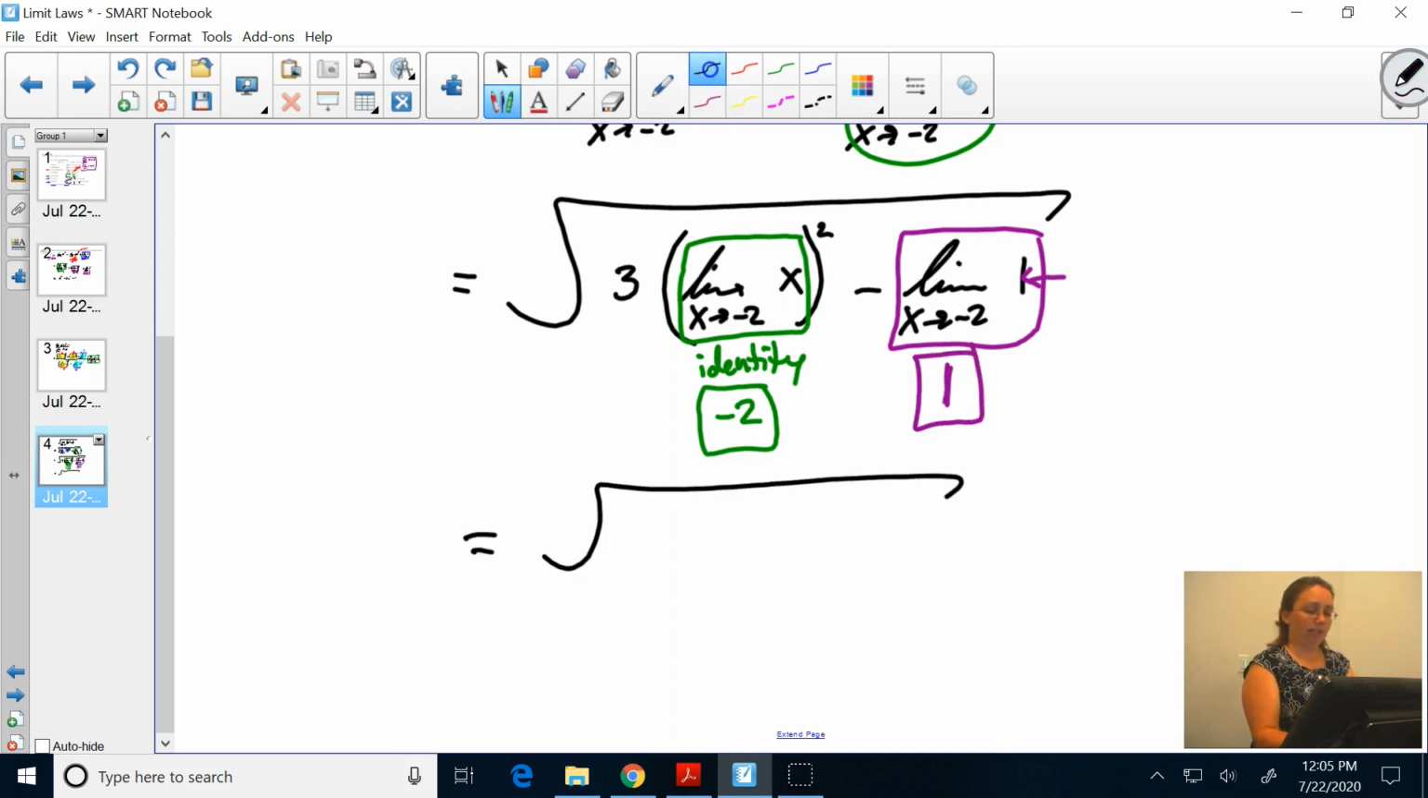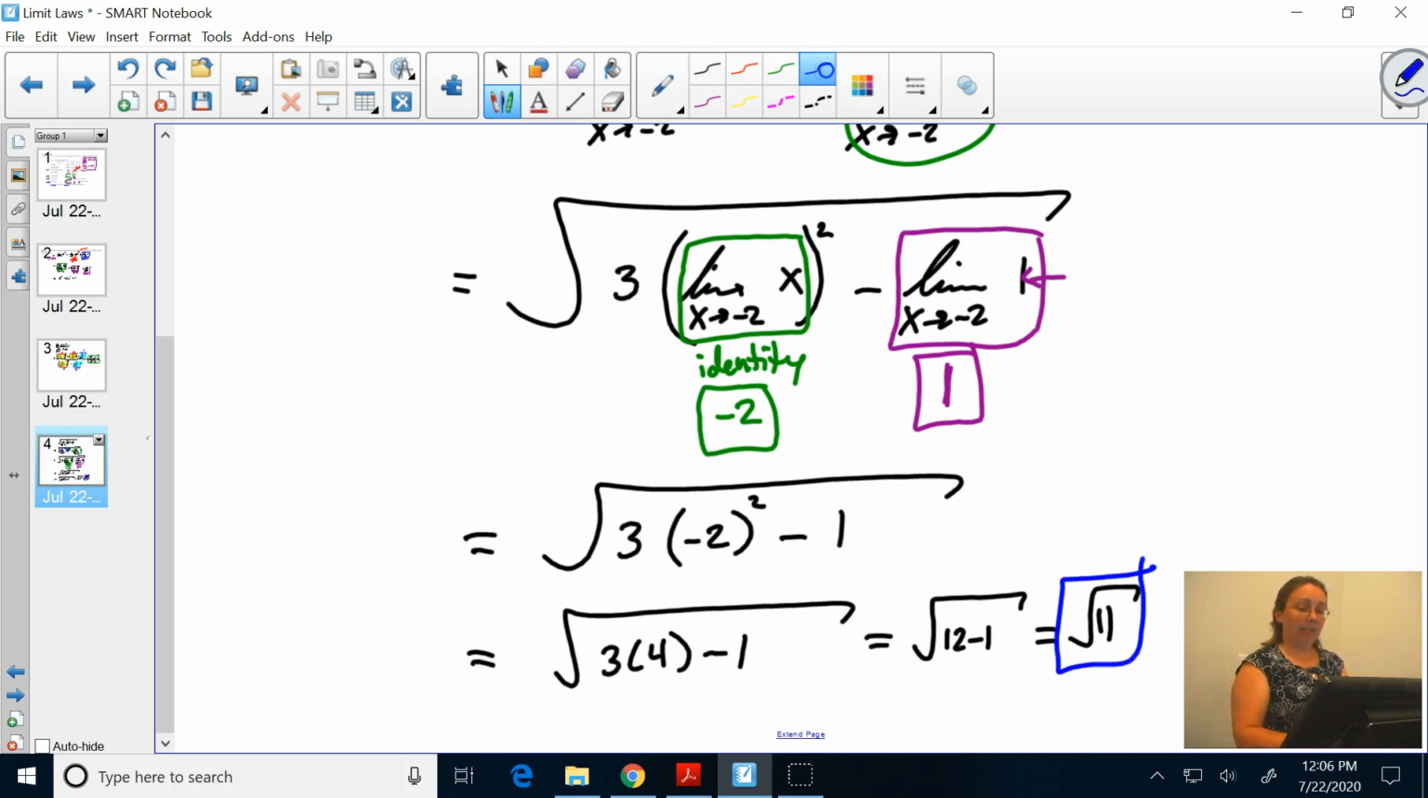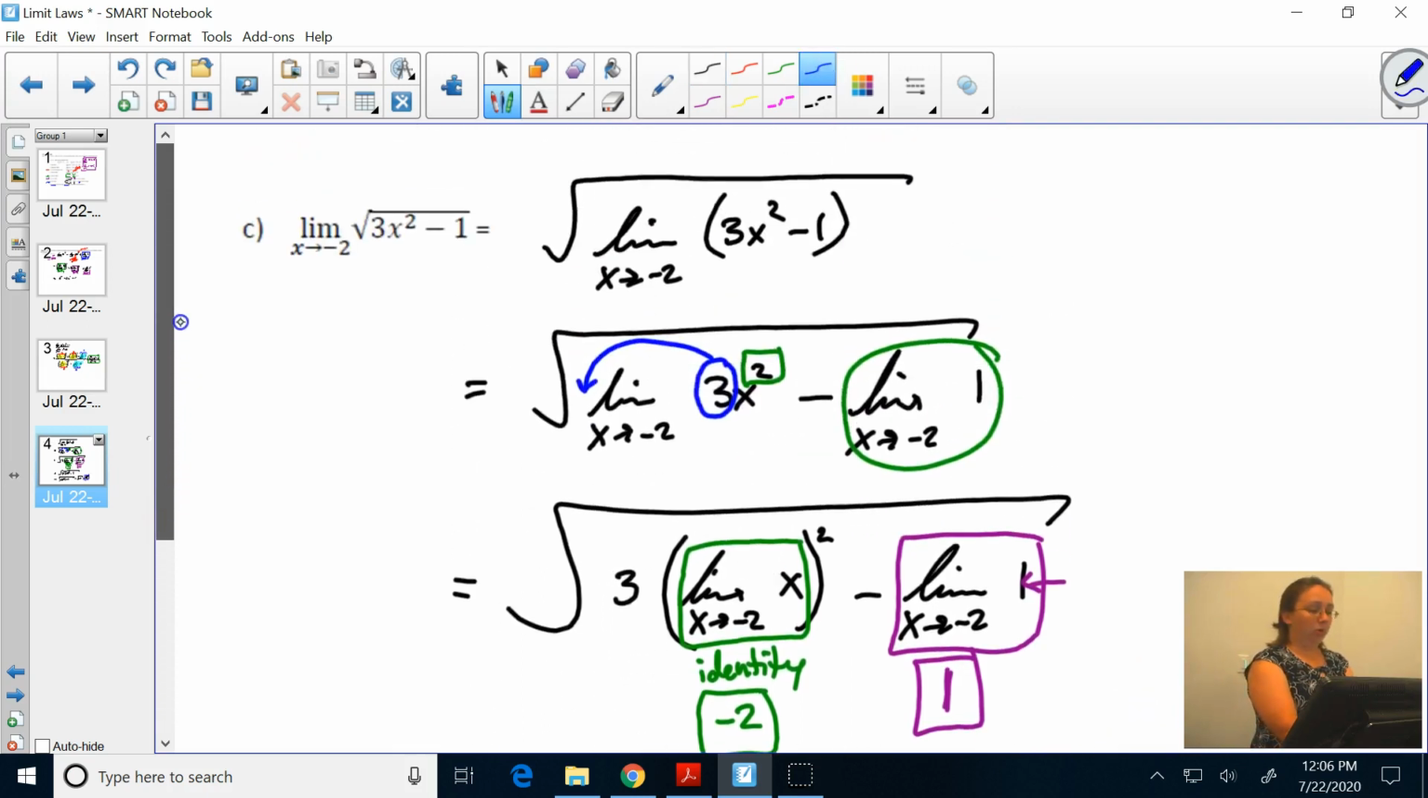So our square root, inside we have 3 times -2, don't forget to square it, very common mistake, minus the limit as x approaches -2 of 1, which we already said is 1. Work it out and you're done. Let's do the square first. So -2 squared would be positive 4. So 3 times 4 is 12, minus 1, that gives us the square root of 11. So this here is the limit of our original problem.